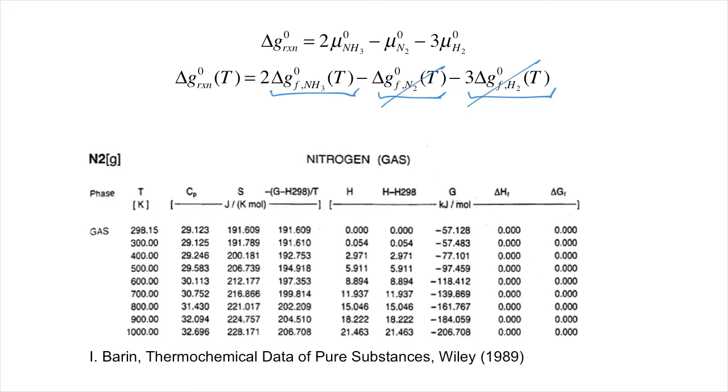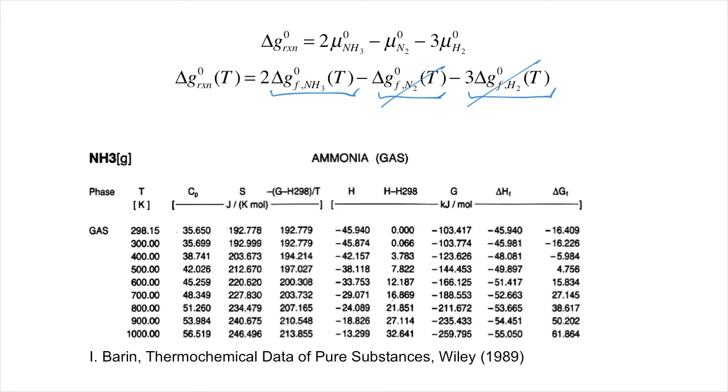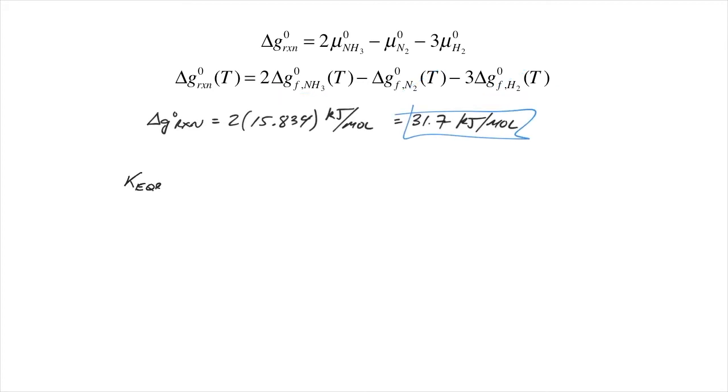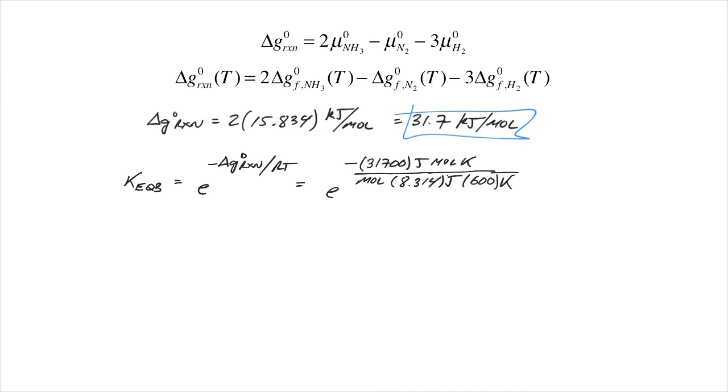This can be seen in the Barron tables, which also report delta G0 of formation. This leaves only the ammonia, which has a non-zero delta G0 of formation. Plugging in and calculating, we get the same result. Delta G0 of reaction is 31.7 kilojoules per mole. Plugging this value into our expression for the equilibrium constant, we get a value of 1.74 times 10 to the minus 3 at 600 Kelvin.